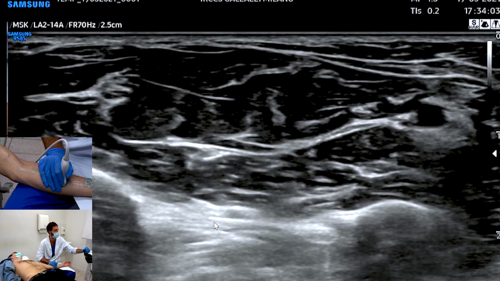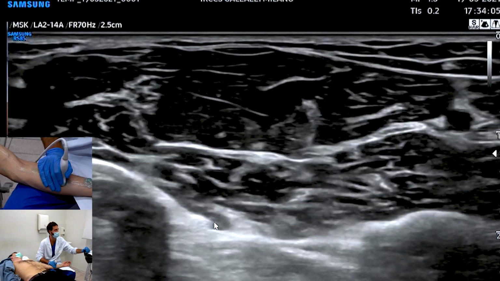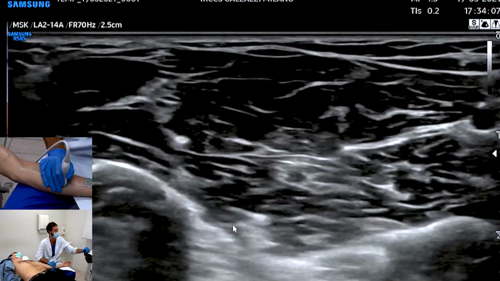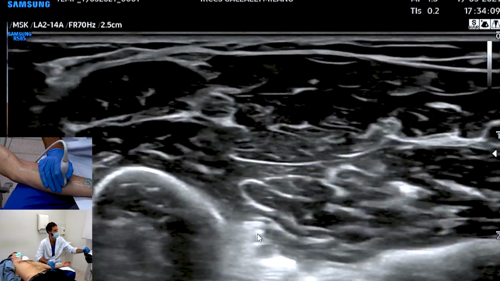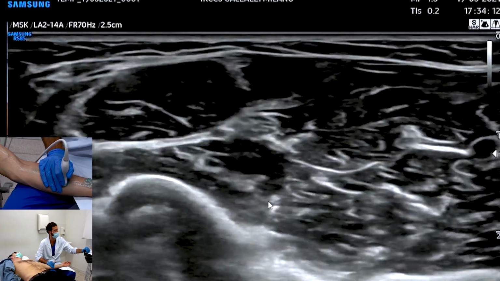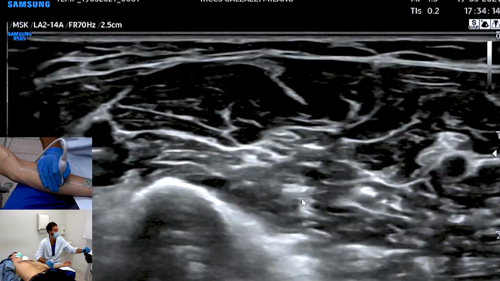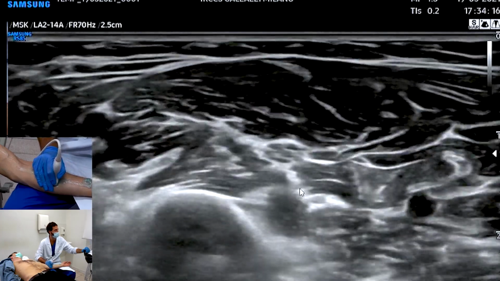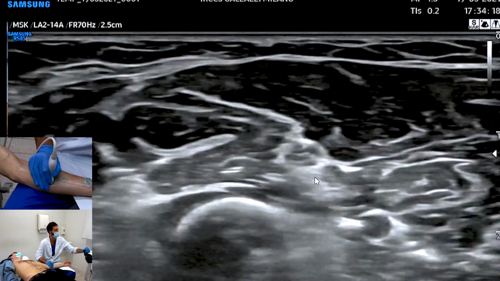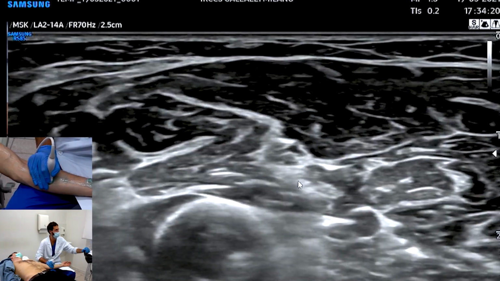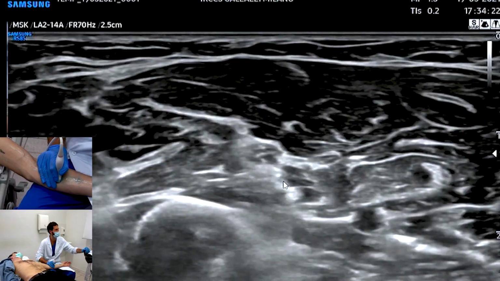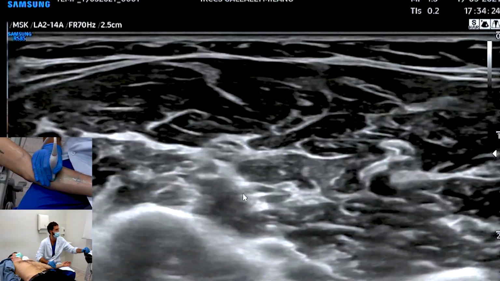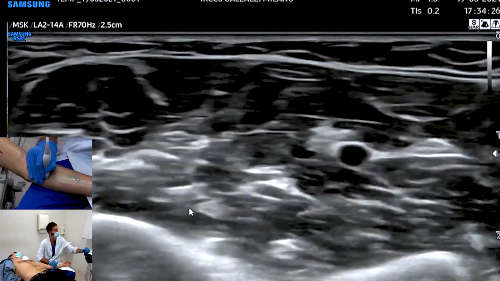And if we go back to the median nerve, we can also see this tiny branch that approaches the median nerve. Indeed, the median nerve gives rise to this small branch distal to the radial tuberosity, and then the anterior interosseous nerve becomes deeper, following the anterior interosseous artery.